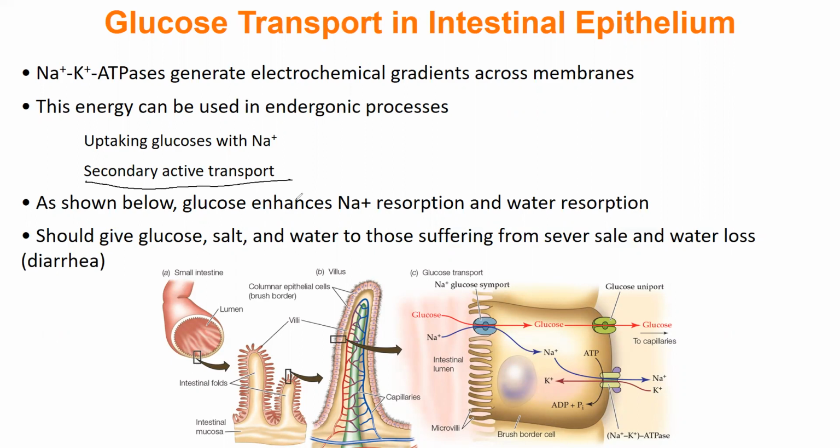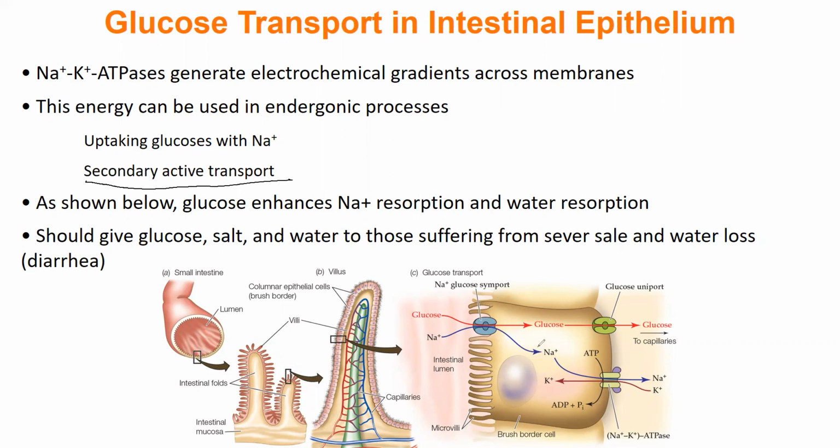That is, it uses ATP from a different transport system to do its own function. What do I mean by that? So if we look at our transport system here, we have a symport, a sodium glucose symport, that's bringing glucose into the cell. This isn't using any energy.